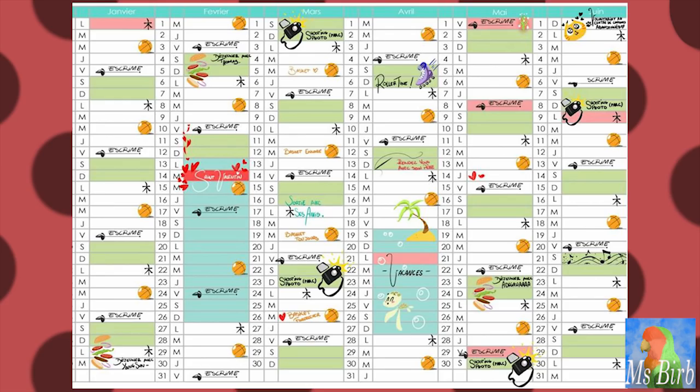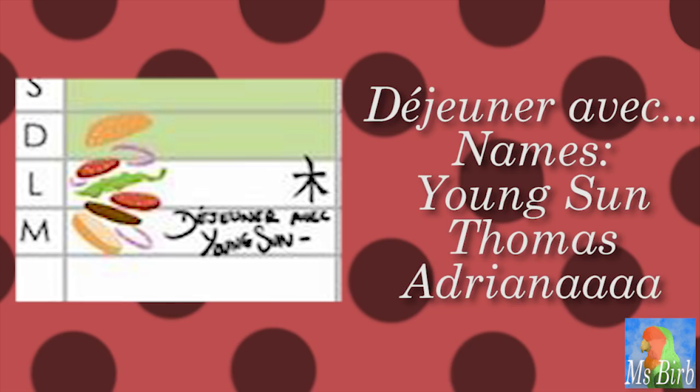Other things that appear on the calendar are these burger drawings with the words déjeuner avec. So these are supposedly lunch meetings, and the person changes every time. Although it is interesting to point out that one of them is Thomas. Perhaps Adrien is meeting with Thomas Destrick to discuss who Ladybug is.